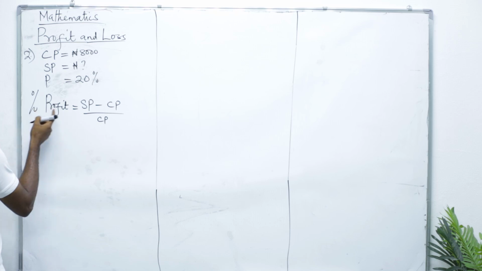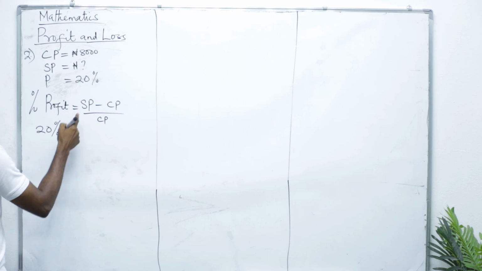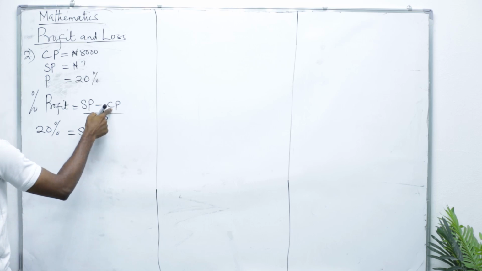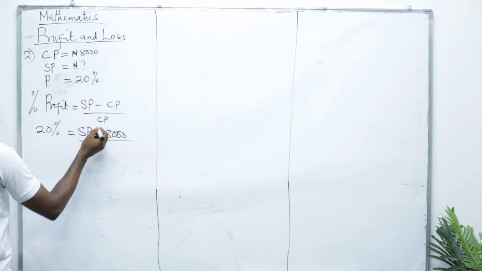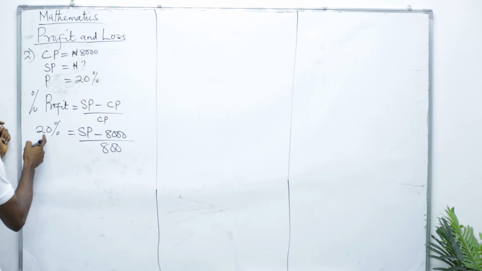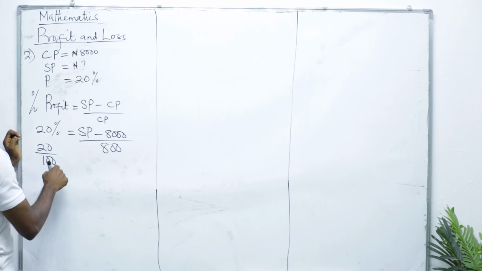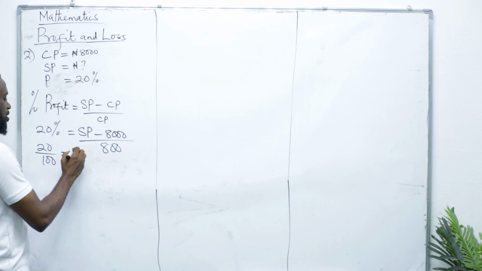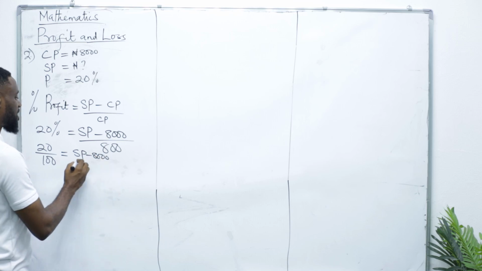Is that okay? All right. So our percentage profit, they say, is 20%. So this is 20% is equal to, what's our selling price? We don't know. That's what we are looking for. Selling price minus, what's our cost price? 8,000, divided by, what's our cost price? That's 8,000. Is that okay? Now, this means 20 over 100. Check our channel for percentages. When you see anything percent, that thing is over 100. So this will be SP minus 8,000 divided by 8,000.